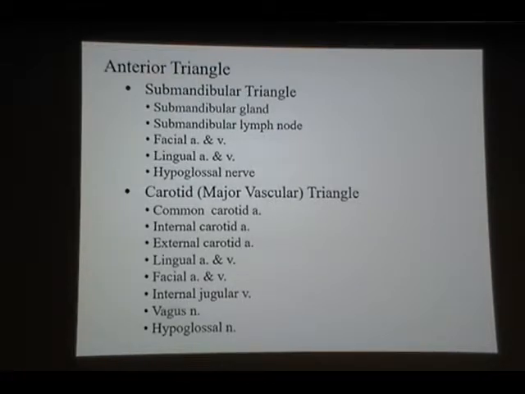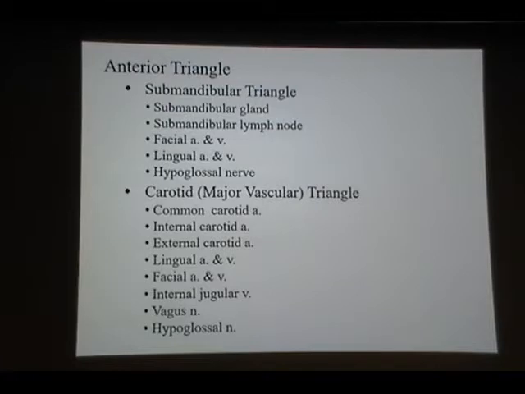Okay. So, and actually, there's a better place to ligate it if that's what you have to do. But these entities are inside this subtriangle called the digastric triangle or the submandibular triangle. Then we've got this triangle that also sits just in front of the anterior border of the sternocleidomastoid, and it's called the carotid or the major vascular triangle.